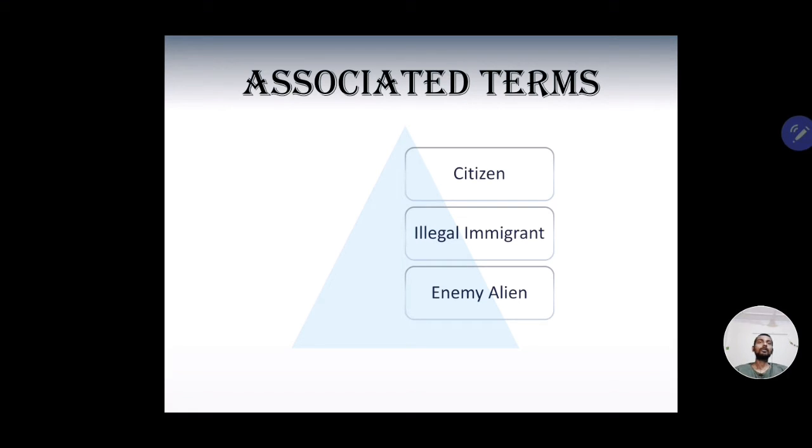Now, there's a question that I would like to ask you: can an Indian citizen be an enemy alien? The answer is yes. An Indian citizen who is living in a country we are at war with can be an enemy alien. So for example, if an Indian is living in that country X with which we are at war, that person will also be categorized as an enemy alien.